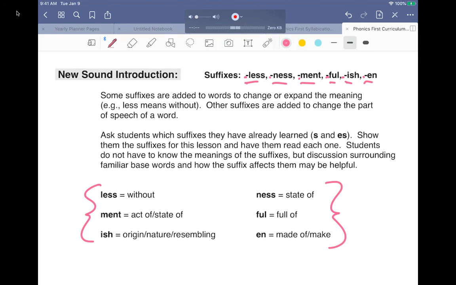So less, this says less, and it means without. Let's use the same root word here, which is thank, and if I add this suffix to the end of it, the word becomes what? Thankless, which means I am without thanks. I am without thanks. I have no thanks. Our next one is meant, means act of or state of.